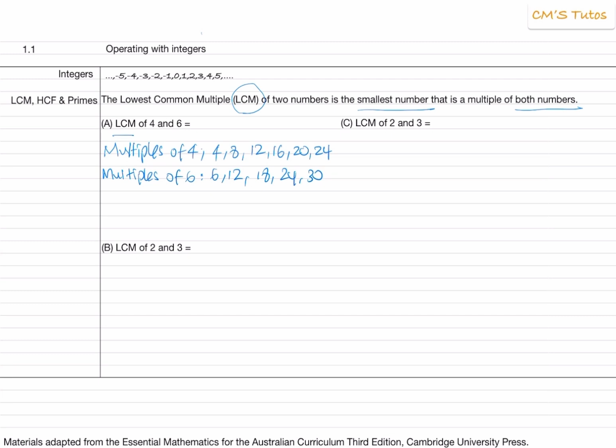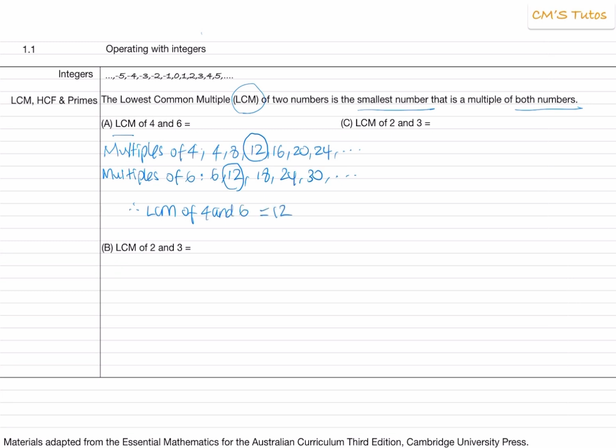Now we know the multiples. The list goes on, but what is the smallest number they have in common? 4 and 6, it's not the same. 8 and 12, not the same, but 12. When we look at it, multiples of 4 also have 12, and multiples of 6 also have 12. So therefore, the LCM of 4 and 6 equals 12.